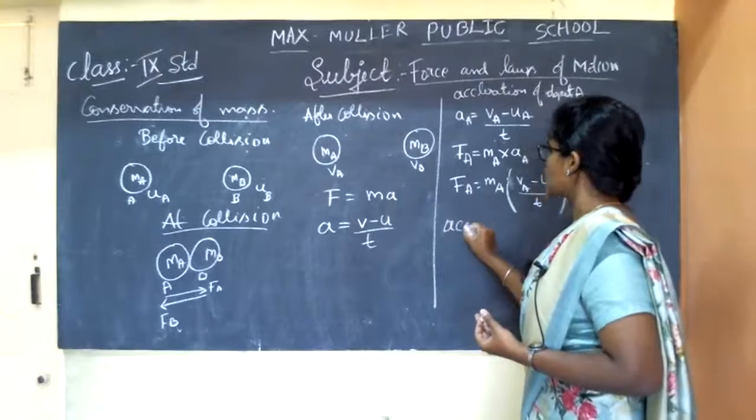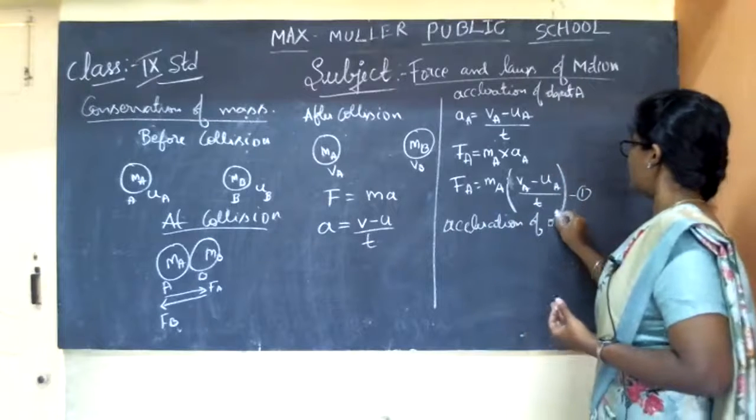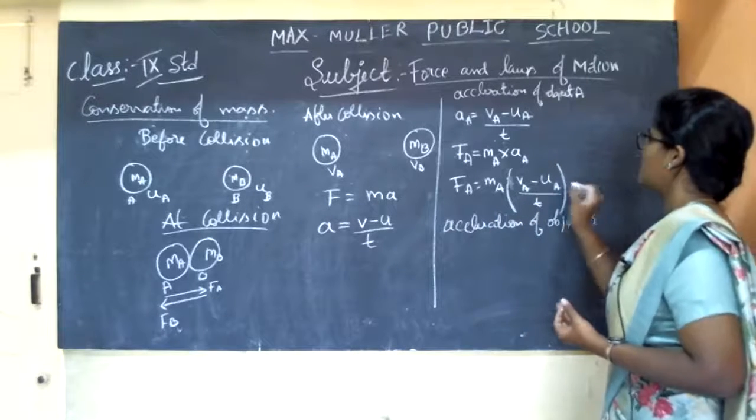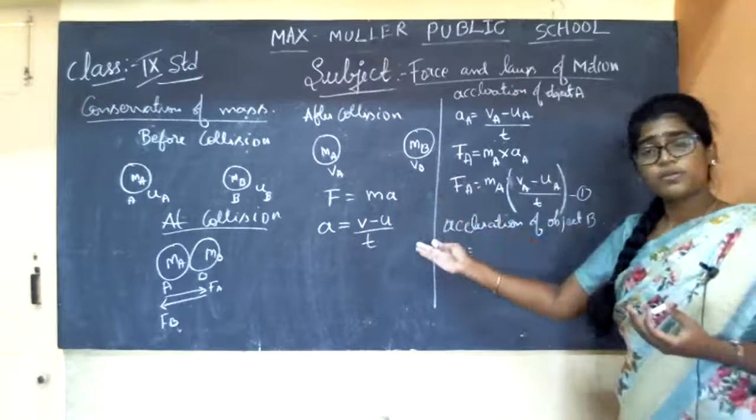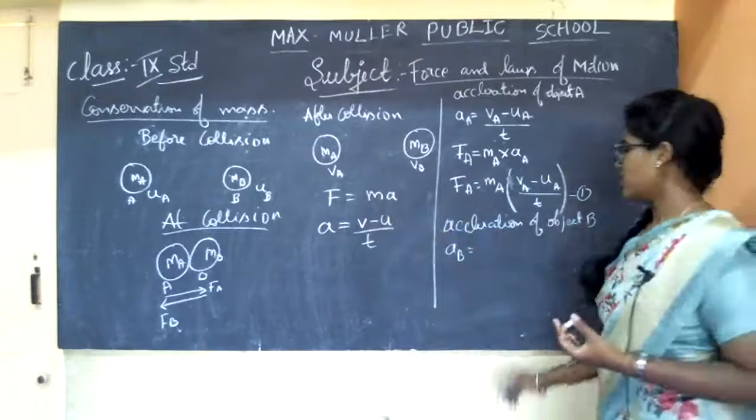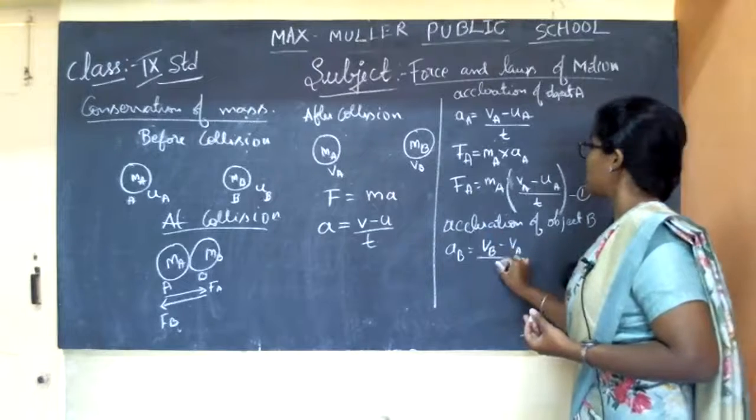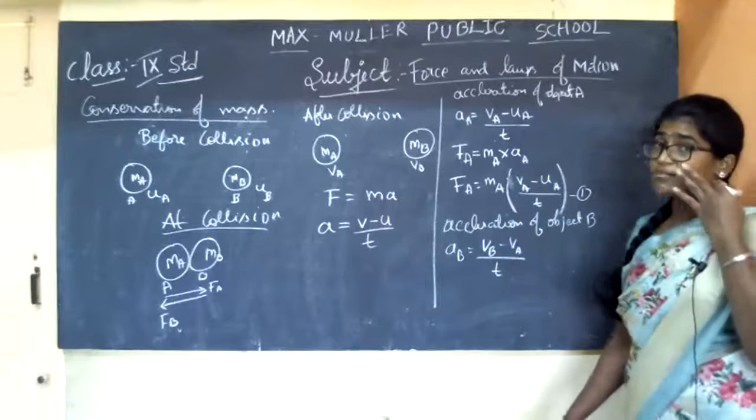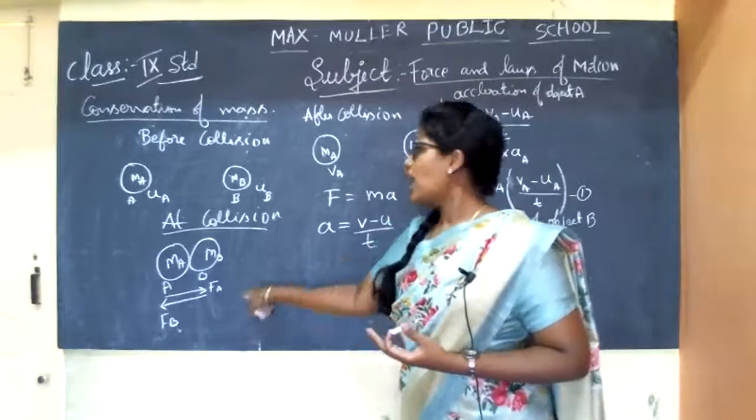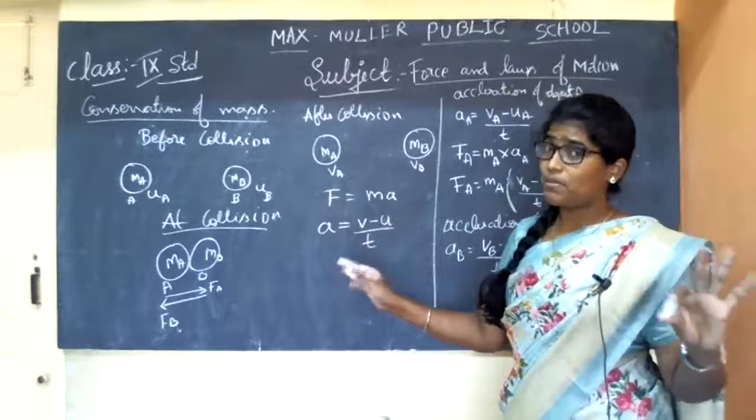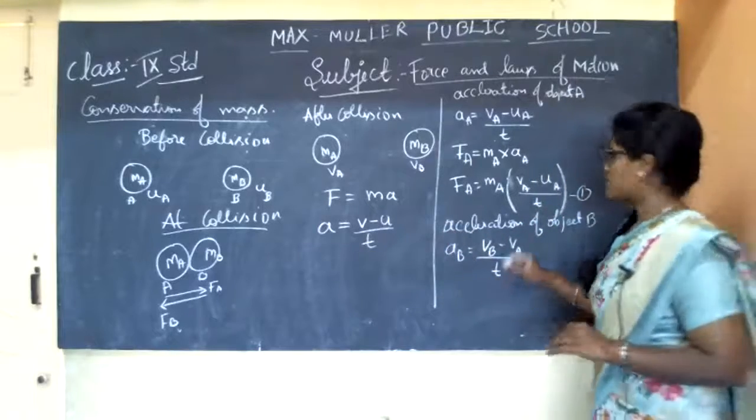Again, similarly, what will be the acceleration of object B? aB will be equal to the final velocity of object B minus the initial velocity of object B, that is vB minus uB, divided by t. I do not have different times. Here the meeting time is the same. Both collide with each other and separate from each other, so the time is constant for both during and after collision. So I am going to take the same t.